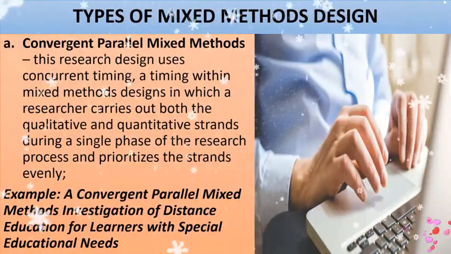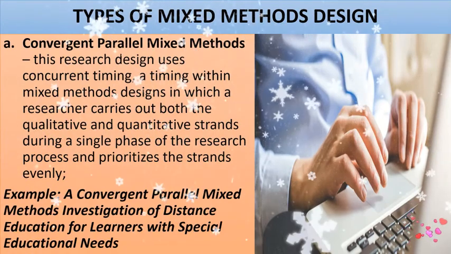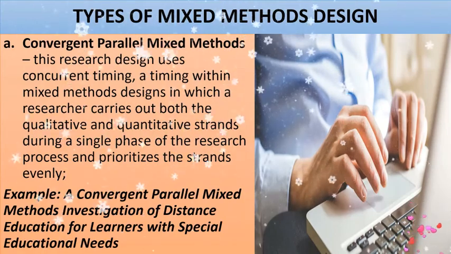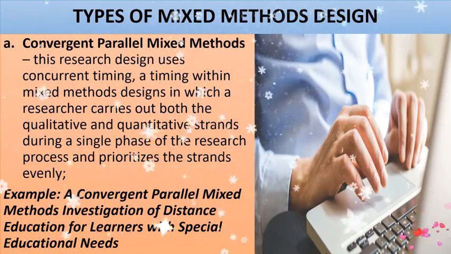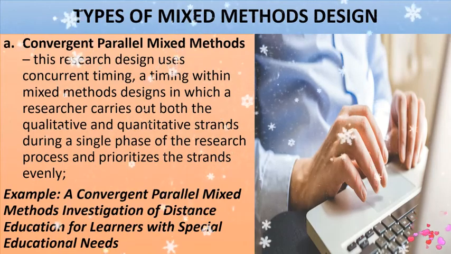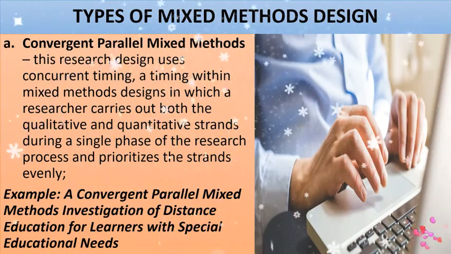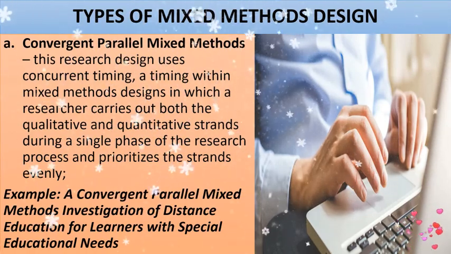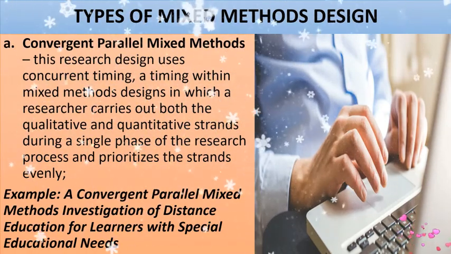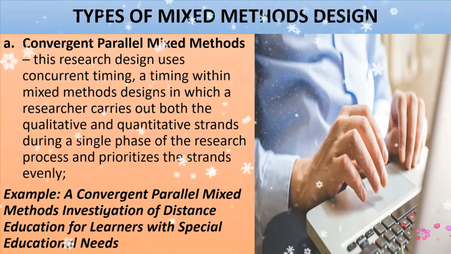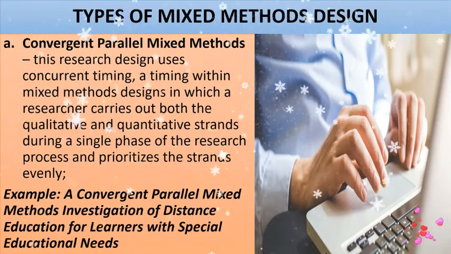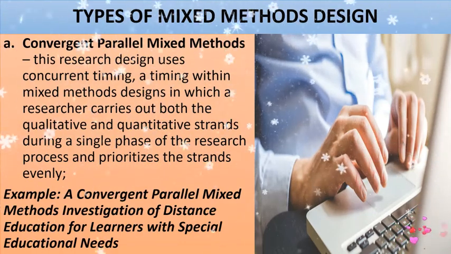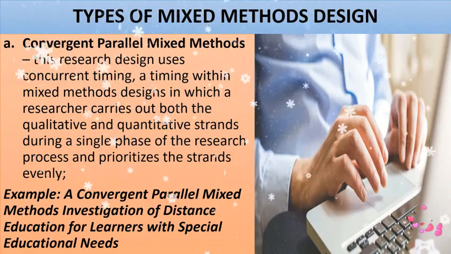So types of mixed methods, we have the convergent parallel mixed methods. First, this research design uses concurrent timing, a timing within mixed methods designs in which a researcher carries out both the qualitative and quantitative strands during a single phase of the research process and prioritizes the strands evenly. Example, a convergent parallel mixed methods investigation of distance education for learners with special educational needs.